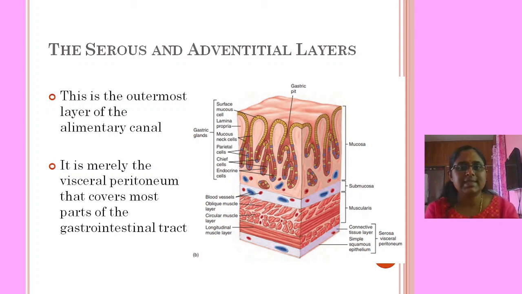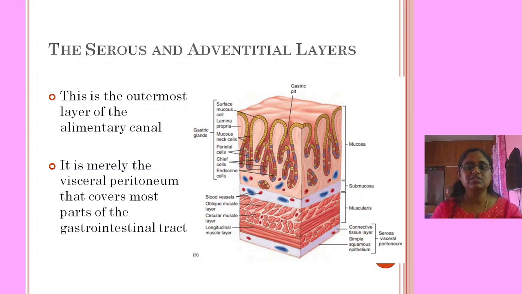Next, the serous and the adventitial layer. It is also called the outermost covering of the gastrointestinal tract. This is the outermost layer of the alimentary canal, and it is merely the visceral peritoneum that covers most of the gastrointestinal tract.